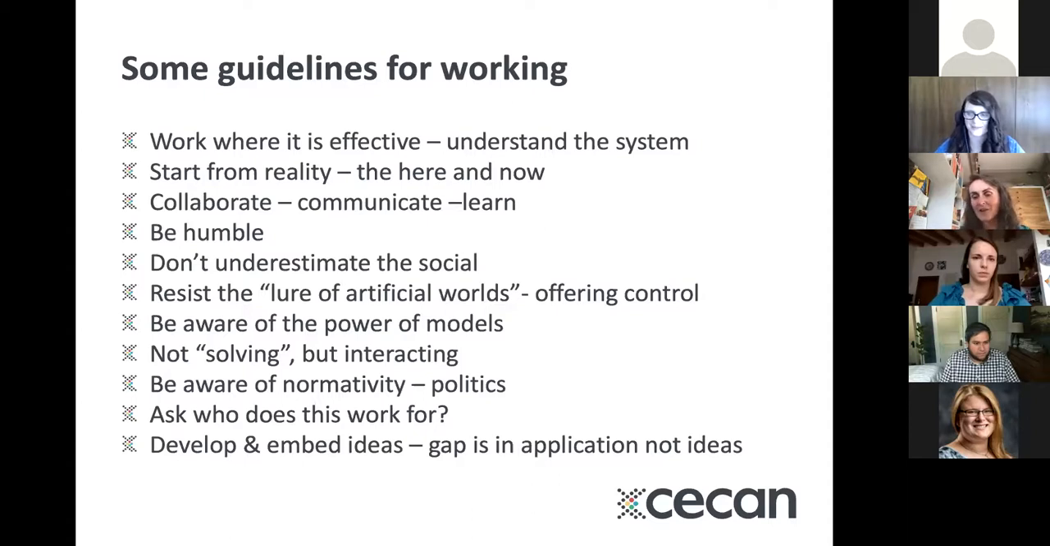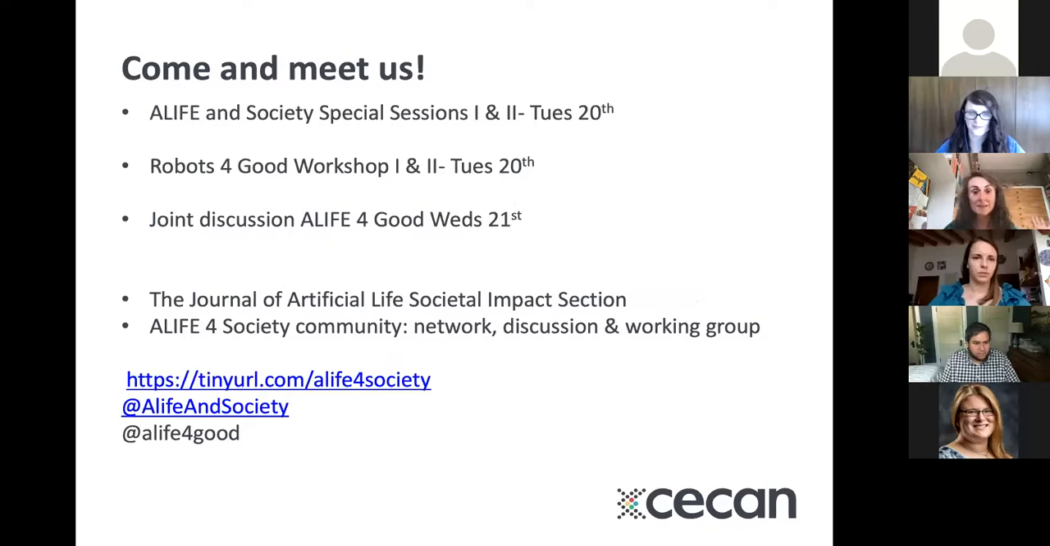And we really need to carry things through. We really need to start developing and embedding our ideas and trying them out in the real world. So please, come and join us and get involved in this initiative.